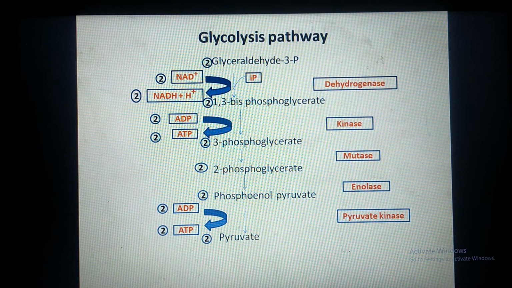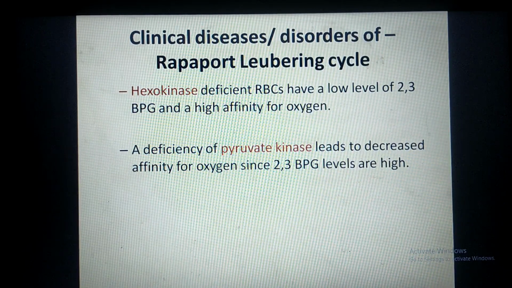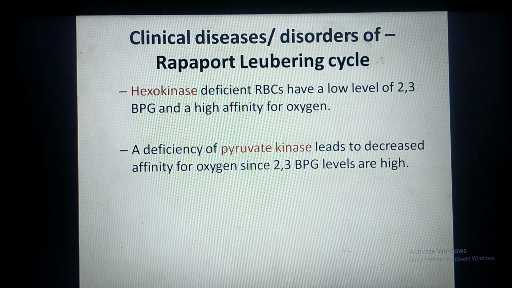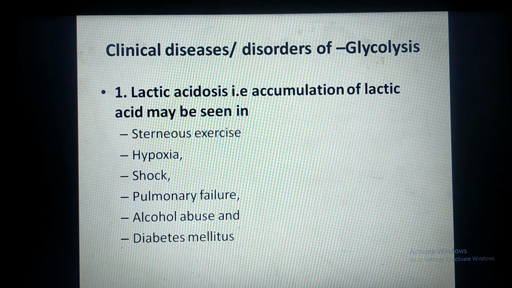Therefore, the concentration of 1,3-bisphosphoglycerate increases. When the concentration of 1,3-bisphosphoglycerate increases, it is diverted to form 2,3-bisphosphoglycerate. Therefore, in case of pyruvate kinase deficiency, the level of 2,3-BPG is high, whereas in case of hexokinase deficiency, the level of 2,3-BPG is low. Now come to the clinical disorders related to glycolysis.